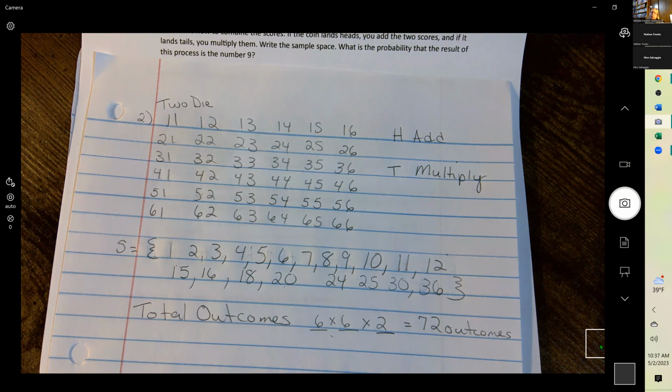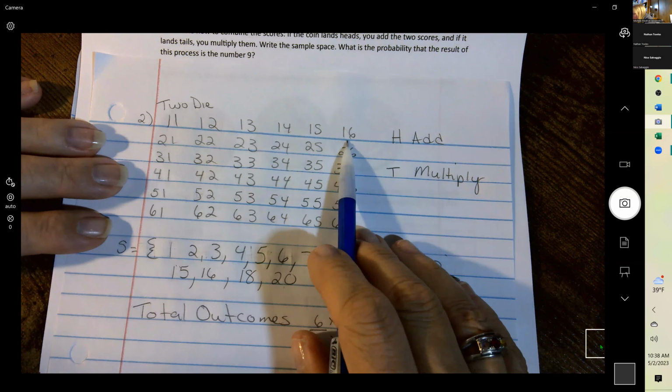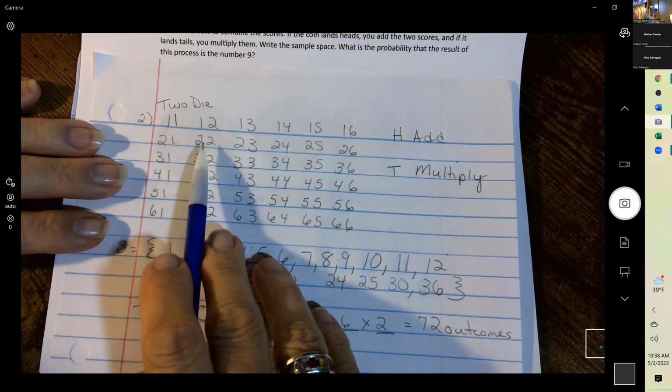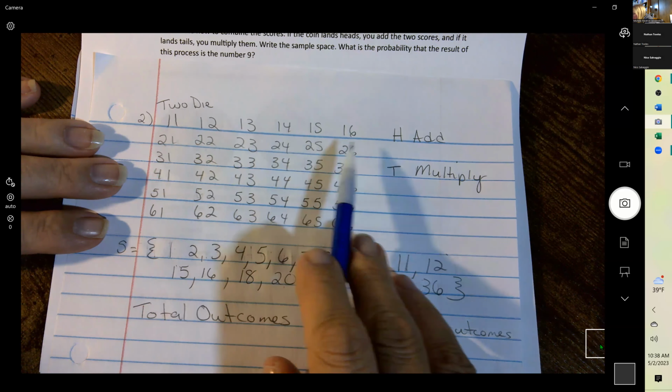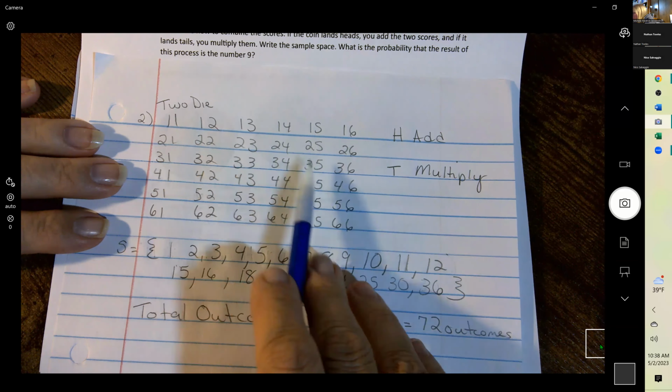We need to find out how many times you can come up with a 9. How many different ways is there a 9? So check the adding ones and then check the multiplying ones and see when you get a 9. Adding to get a 9, this is a 7, so it's not there. 3, 4, 5, 6, 7, 8. 4, 5, 6, 7, 8. Here's a 9.